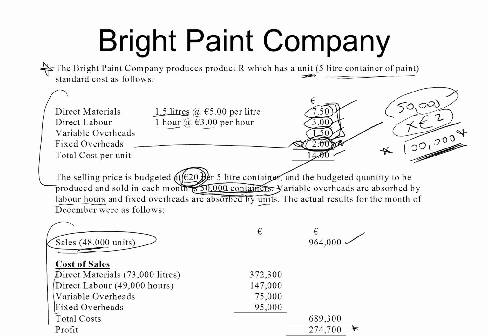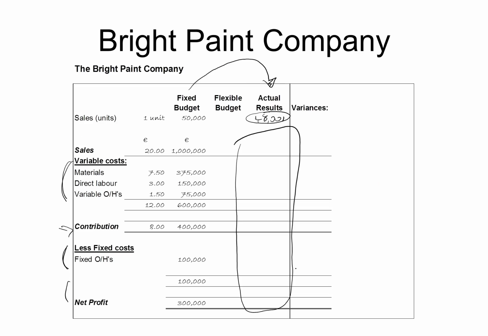So looking at the question here, this is the information I need. And I actually know the profit figure, so I know whether I got it right or not. So I'm just going to copy this in, 964,000 for the sales. These three figures here are the variable costs, 372,300, 147,000 and 75,000. So I'll pop those in. So I have 964,000, the actual sales revenue, 372,300.